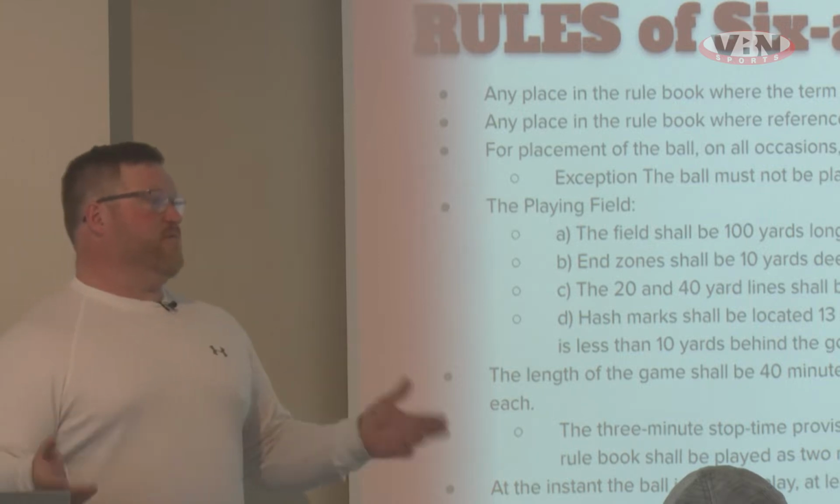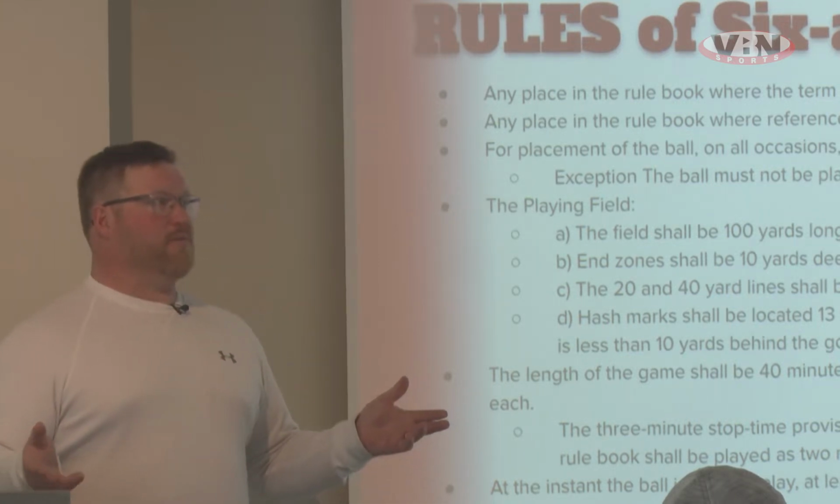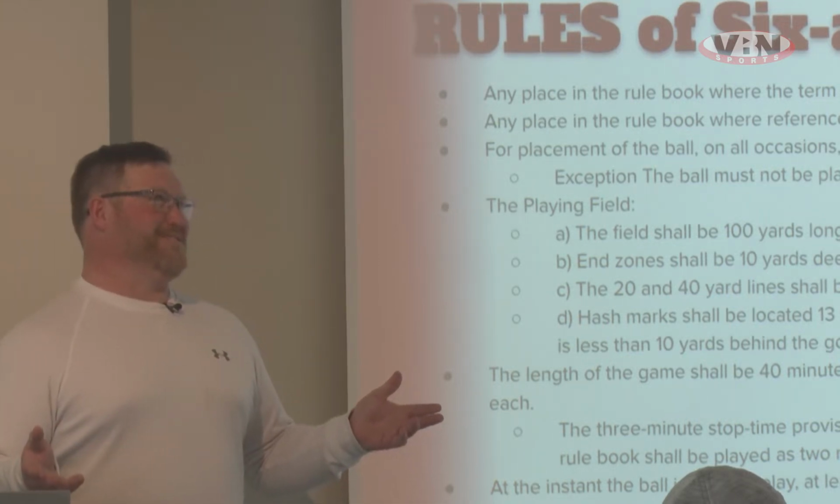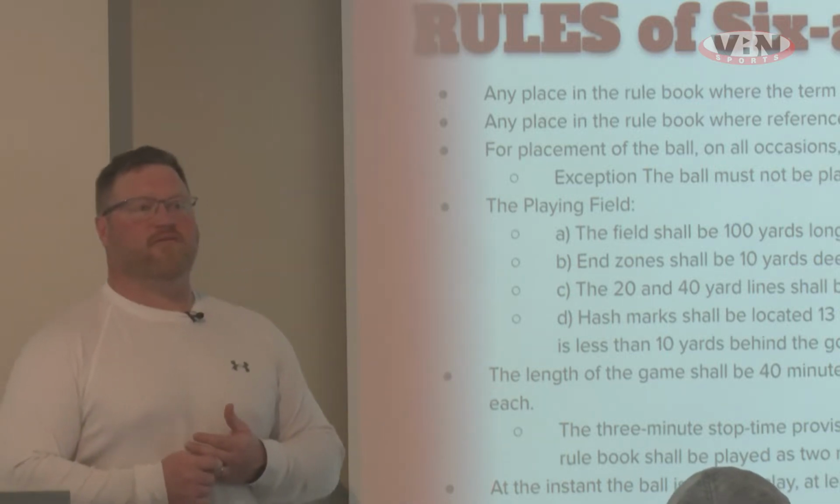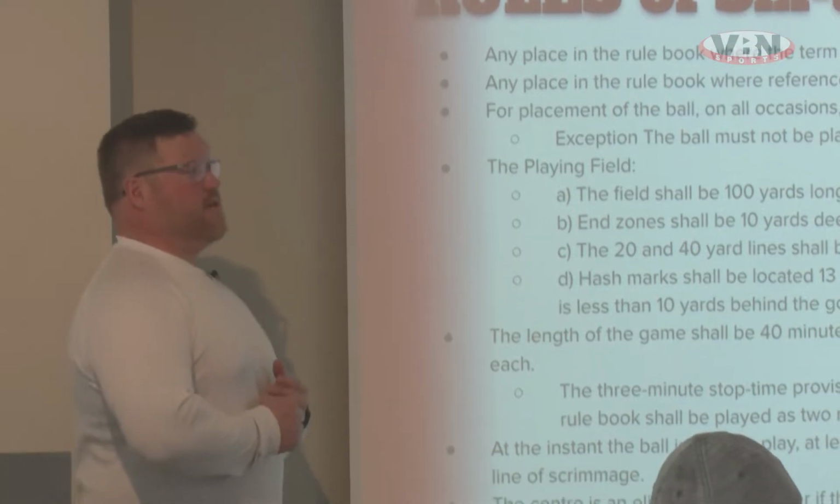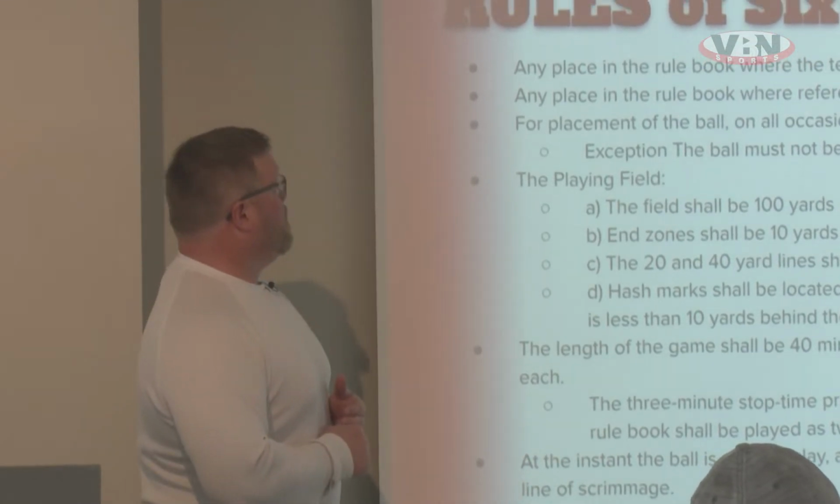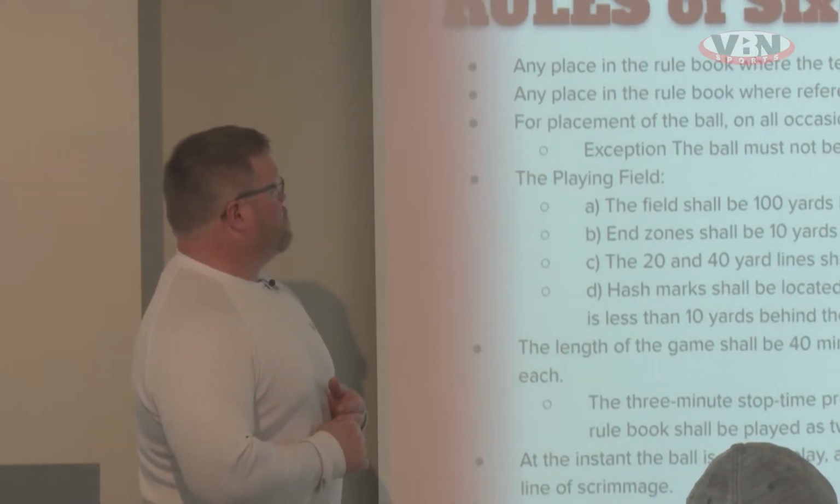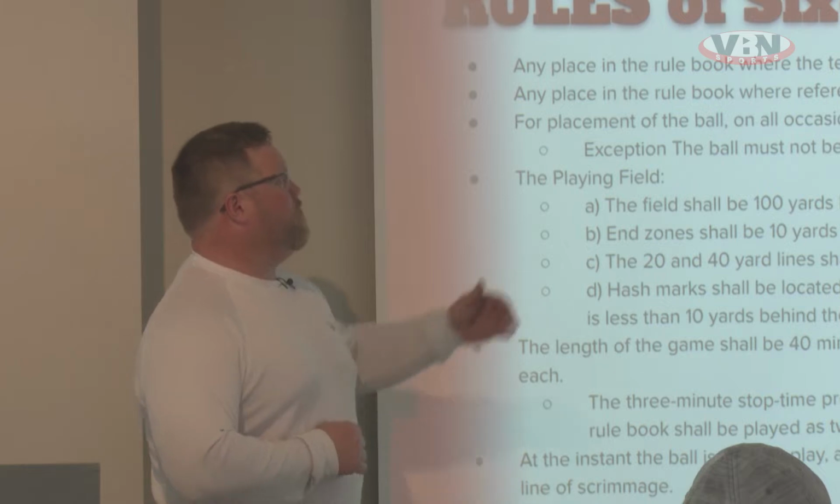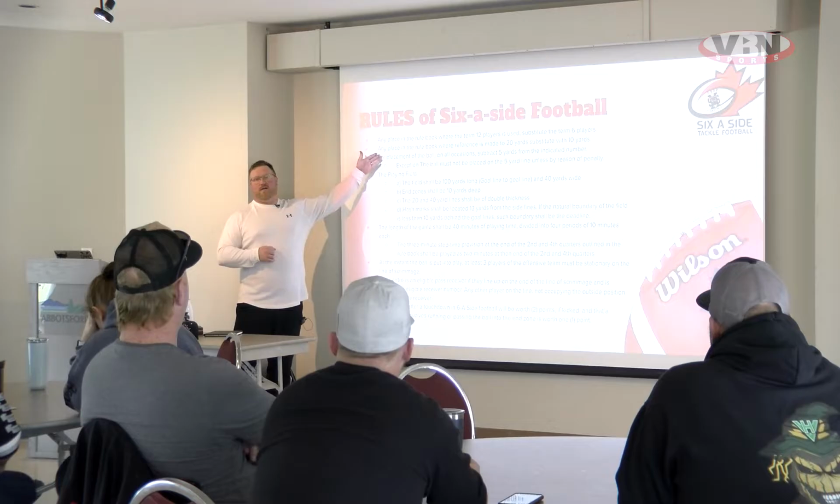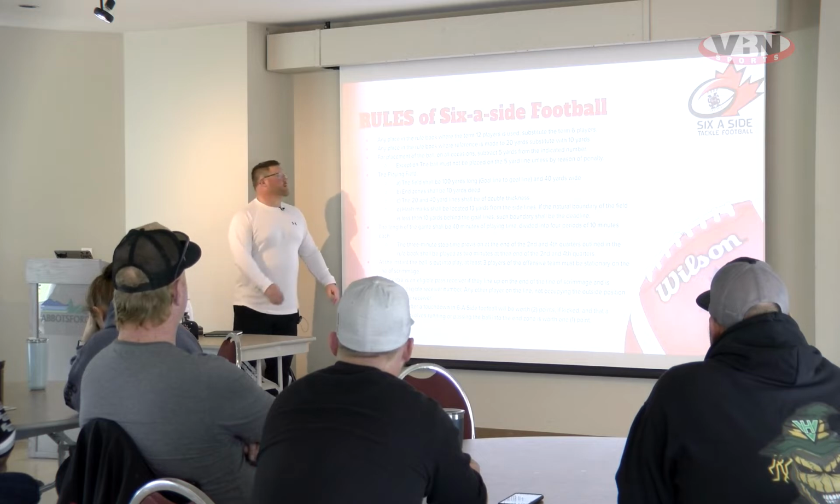So we kick off from the 45-yard line in amateur rules football, right? We kick off from the 40 in six-a-side football because there is no 55-yard line. And when you give up a rouge, where you get the ball on the 35-yard line, you would get it on the 30-yard line, and so on and so forth.